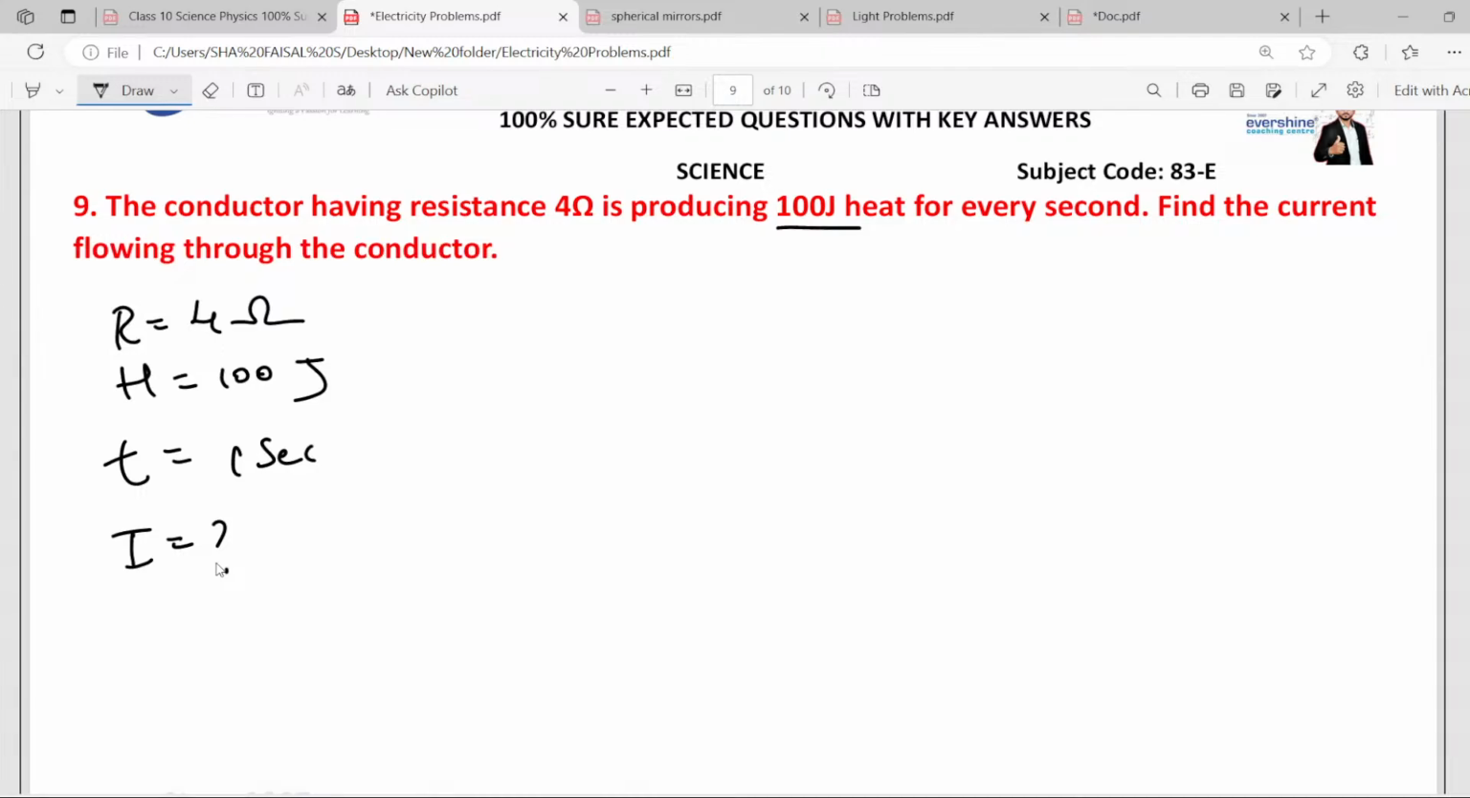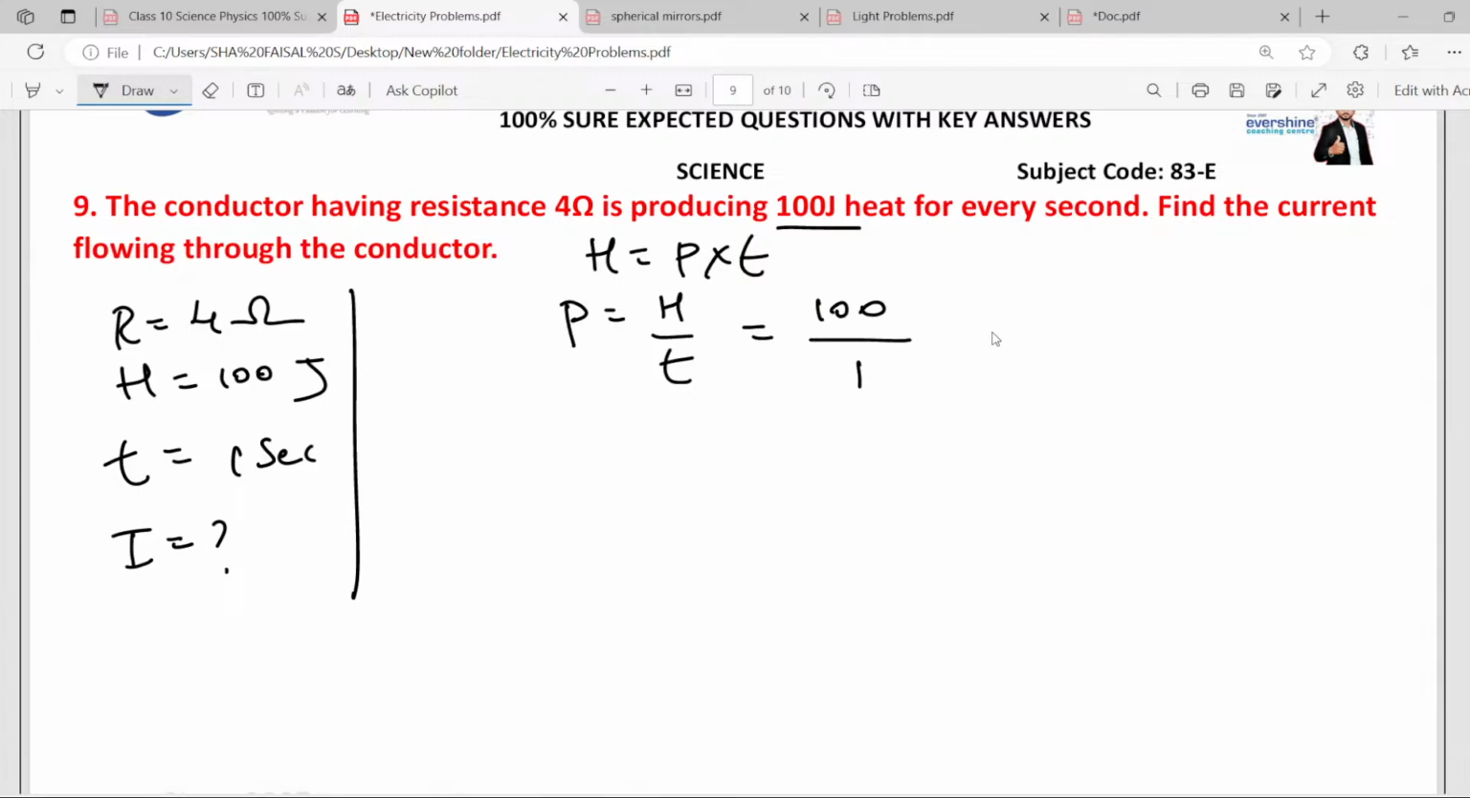Now can you see the question here? What is given? The conductor having resistance 4 ohm is producing 100 joule heat for every second. Find the current flowing through the conductor. In that case, we are finding potential difference. But in this case, we are finding current. Both are same. Same formula we have to use now. Directly H is equals to P into T. Then P is equals to H by T. How much is the heat? 100 joule. What is the time? 1 second. So power is 100 watt.